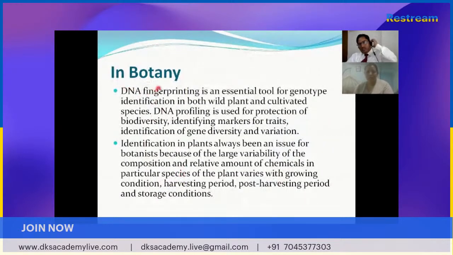After that, what are the researches in botany? With the help of DNA fingerprinting, an essential tool for genotype identification in both wild plant and cultivated species. DNA profiling is used for protection of biodiversity, identifying markers of the traits, identification of gene diversity and variation. Identification in plants has always been an issue for the botanist because of the large variability of the composition and relative amount of chemicals in particular species of plant.